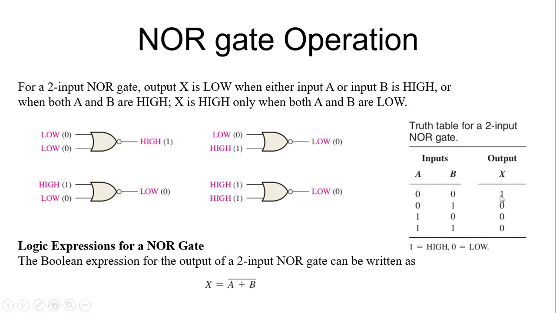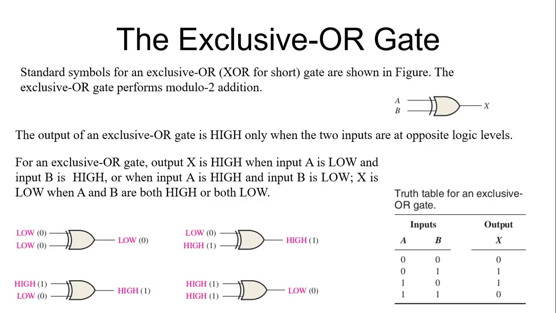For 0 0, the output is 1. And for the remaining, when any of the inputs is high, in these three cases, one or two inputs are high, so the corresponding outputs are 0. This is the operation of the NOR gate.